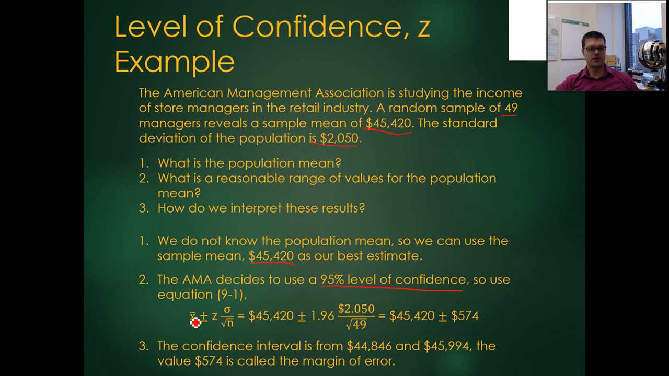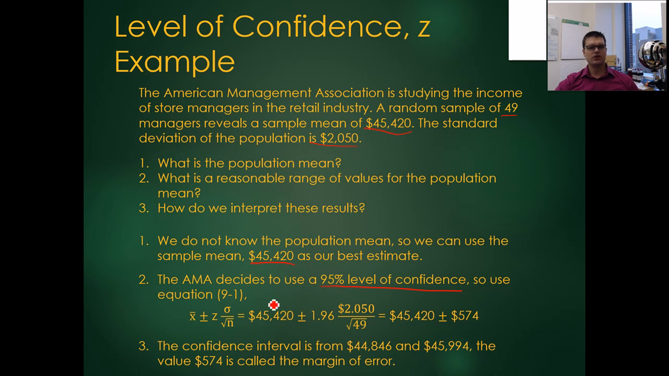Okay, so we're going to use a 95% level of confidence right here. And we're going to use the equation x bar plus or minus z multiplied by the standard deviation divided by the square root of n. So once again, we have n, it's 49. We have the standard deviation, it's 2050, and we have x bar, which is 45,420. And we also have Z. Z is 1.96 because we're doing a 95% level of confidence. You could, like I said, do a 90%, or you could do a 99%. You can do whatever level of confidence you want, but those are really the standards.